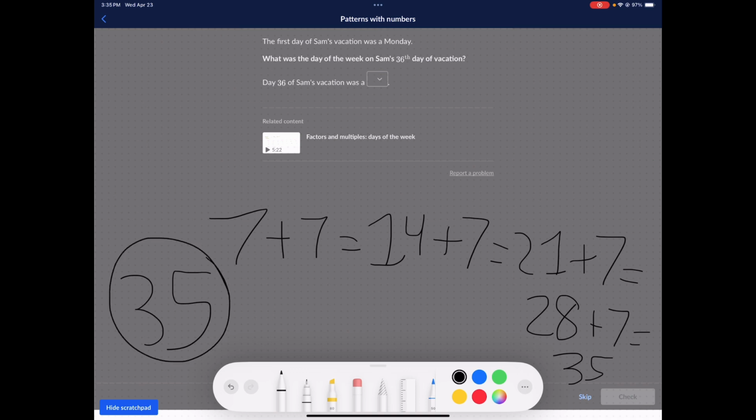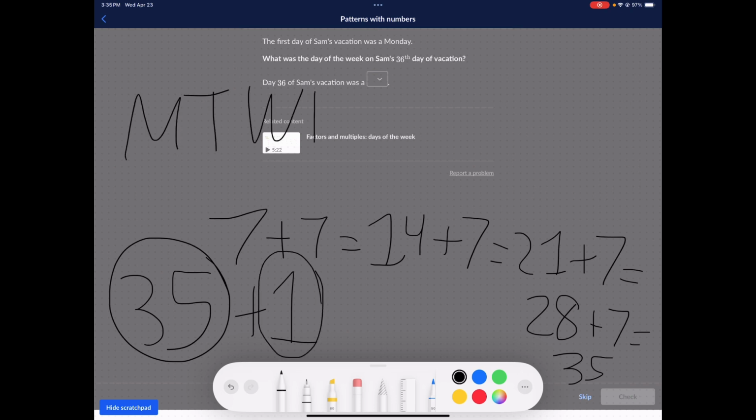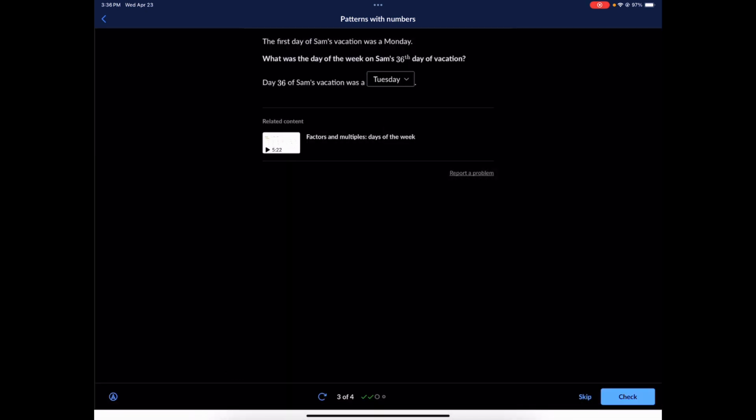Now, to get 36, we have to add one more. So what does this mean about Monday? It'll be 1 day after Monday, because we have plus 1. If we take a look at our little chart here, if we add 1 from Monday, we move up 1. So what day will this be? Tuesday. So Tuesday is our final answer.